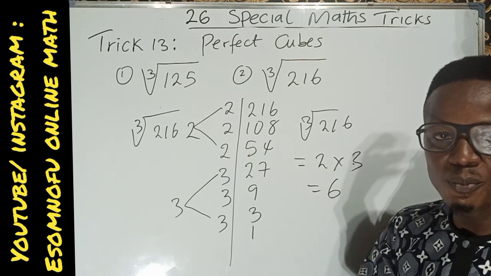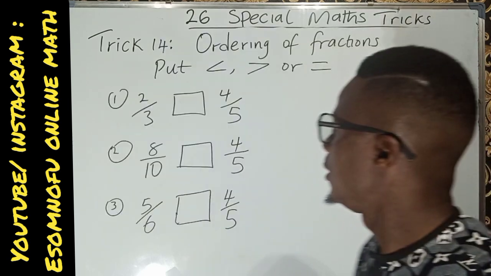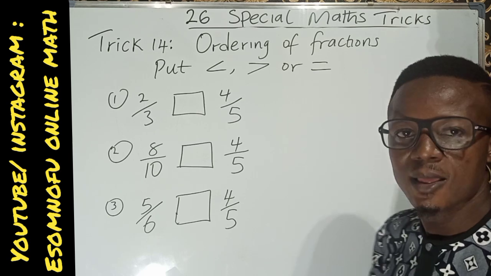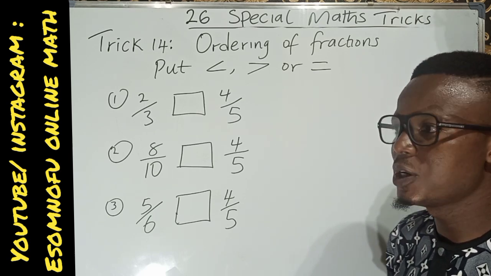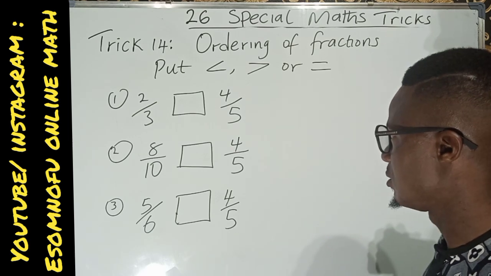Unlike square root where you group 2, 2. Okay, so let's go to trick number 14. We are now in trick number 14, which I call ordering of fractions. If you are given 2 fractions and you want to know the one that is greater than the other, you can use this trick I'm about to give out.